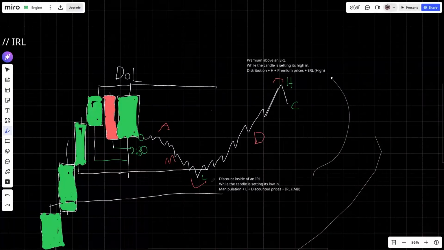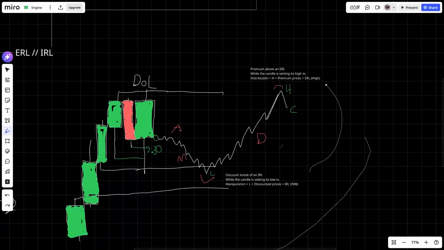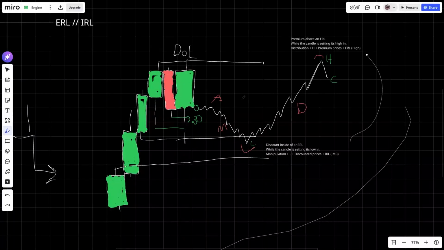Distribution, this whole move, plus the high, so we're setting the high in, plus premium prices above this high right here, or even this high. Actually, the correct one is this high, because all we're doing with this whole price action is analyzing the lower time frame movement of this candle, plus ERL, which is your draw on liquidity. This is literally what the market does.